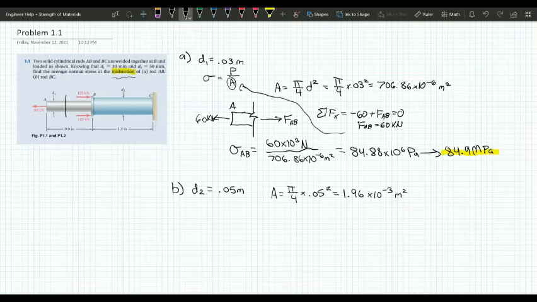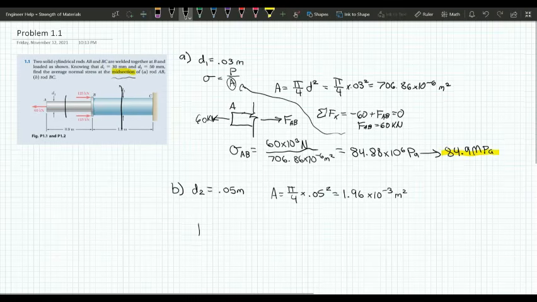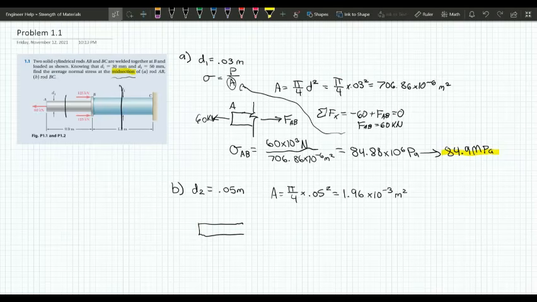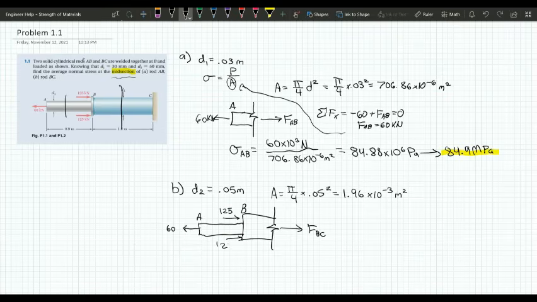All right, now let's find the force. So now we're going to cut over here, right? So we have, this is A. Now we have B. We have a cut over here. Now we got a force BC going over here. We still have our 60 kilonewtons. Now we have a 125 over here and a 125 over here.